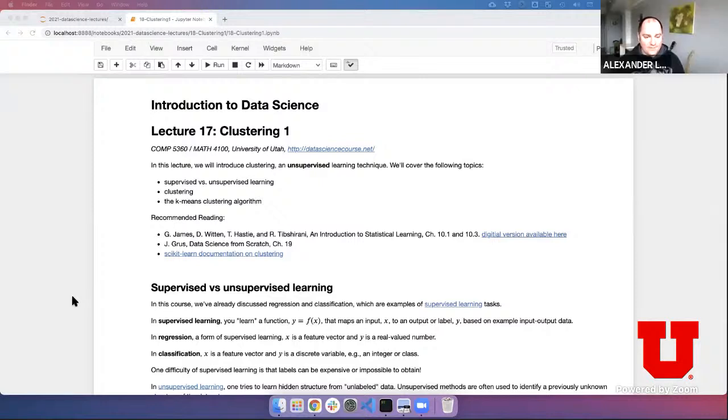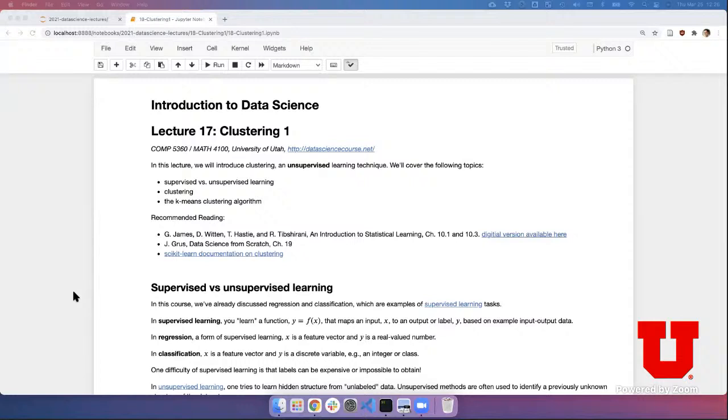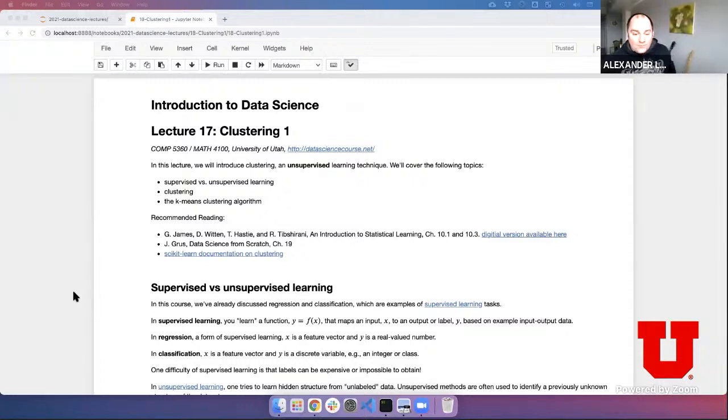Okay, let's get started. Today we'll be covering clustering. This is our first unsupervised learning method. Everybody can hear me okay? Okay. So what is unsupervised learning? Well, first we'll talk about supervised versus unsupervised learning.